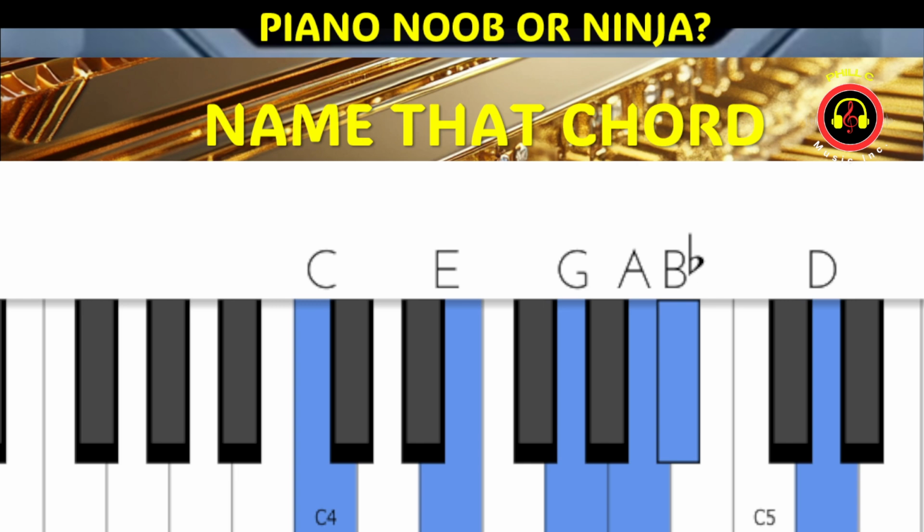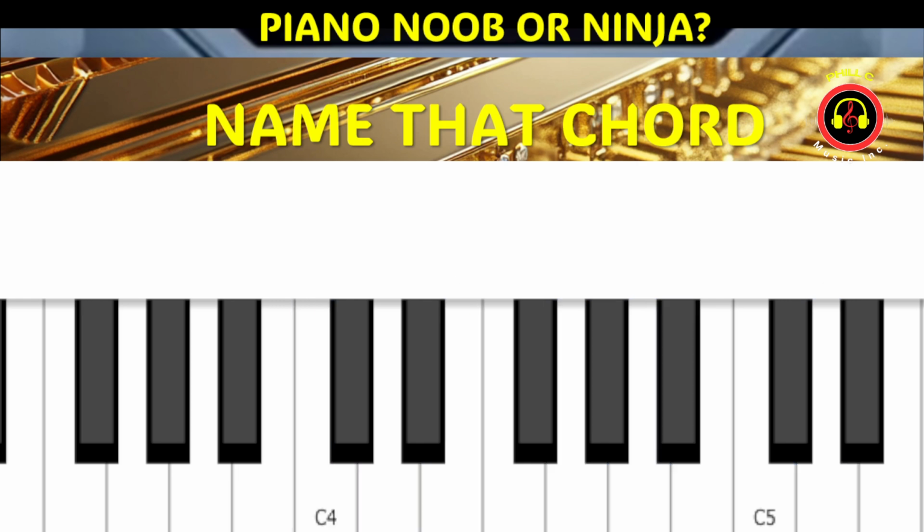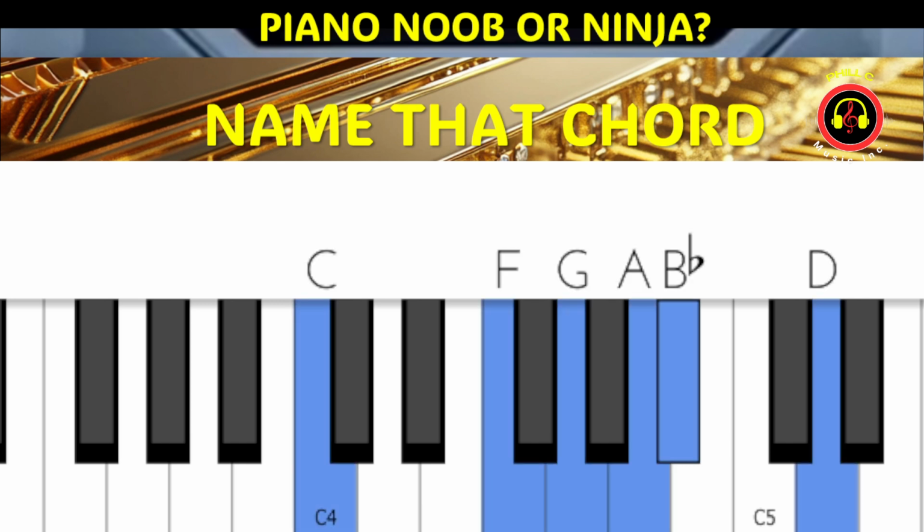What would you call this chord? Let's actually make it a little bit trickier. C, F, G, A, B flat, D, E. Now this might throw you for a loop, but if you boil it down, you have a C, you have G and E, so that's major.